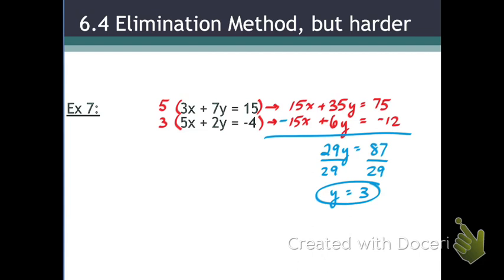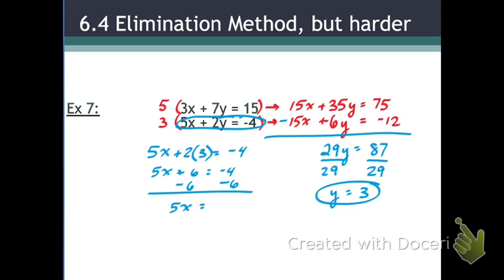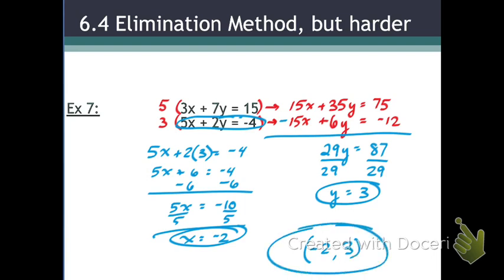Now I can go back and plug this into either one of my original equations. Let's just plug it into the second one. So I've got 5x plus 2 times 3 equals negative 4. I'm going to subtract 6 from both sides to find 5x equal to negative 10, which shows me that x is going to be negative 2. So my solution to this system of equations is negative 2 comma 3. So again, this is an example of where that elimination method requires a little bit extra on the setup.